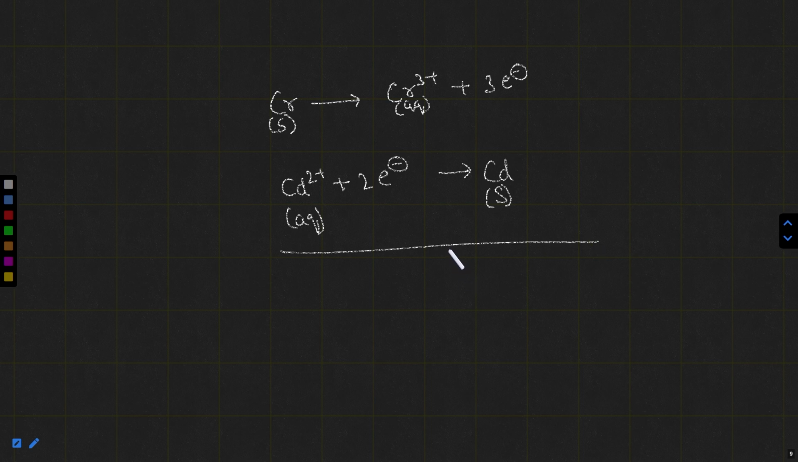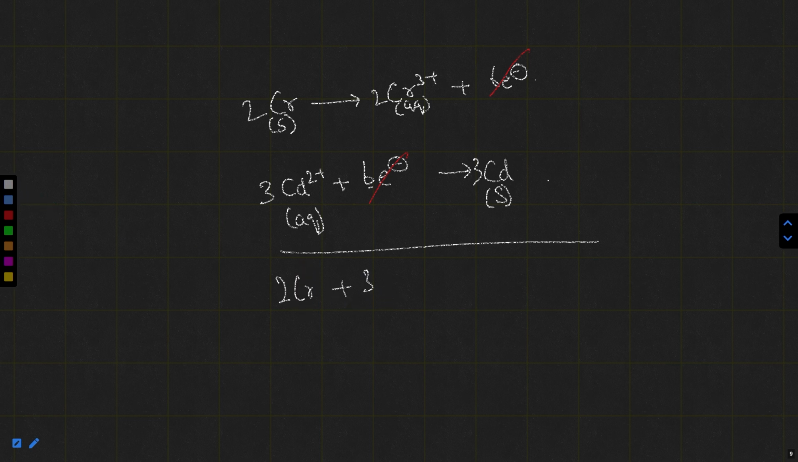Can we add this? Are we ready to add this? No, we are not ready to add this. The number of electrons is not the same. What we will do is multiply with a common factor. Suppose I multiply with 2 and 3. What you will get: 6 here, 2 here, and 2 here. You will get 3 here, 6 here, and 3 here. Now, after adding, write the final equation.